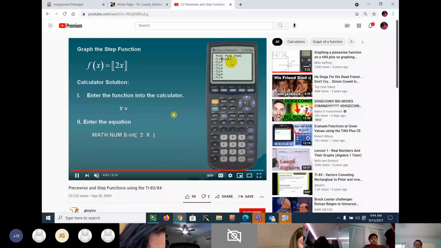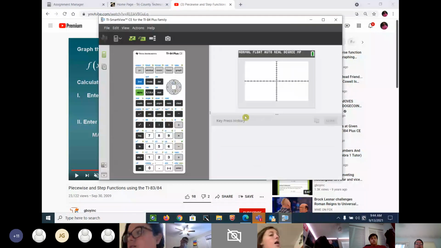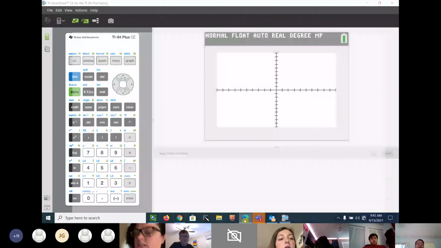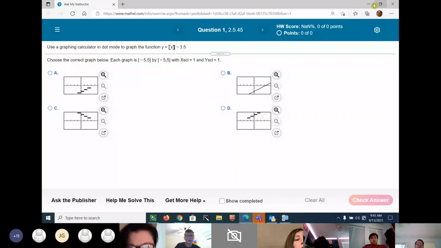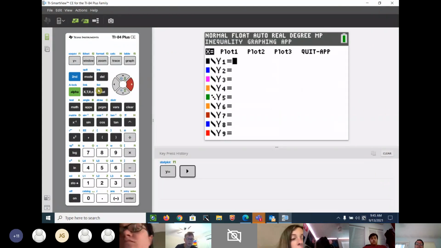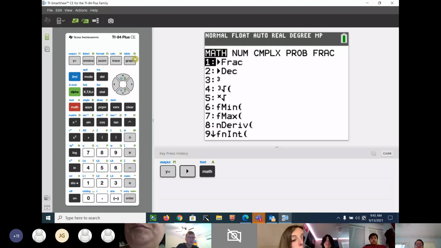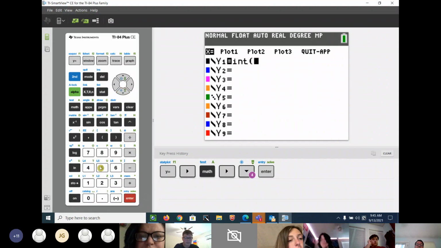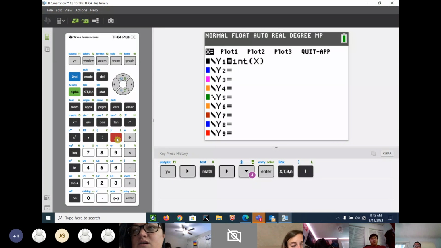So let's take our handy dandy calculator. And I done forgot the question, so let me pull it up. Y is equal to X. So Y is equal to, and then go to math num 5, which means interval, and then X, and then close parentheses. There you go.